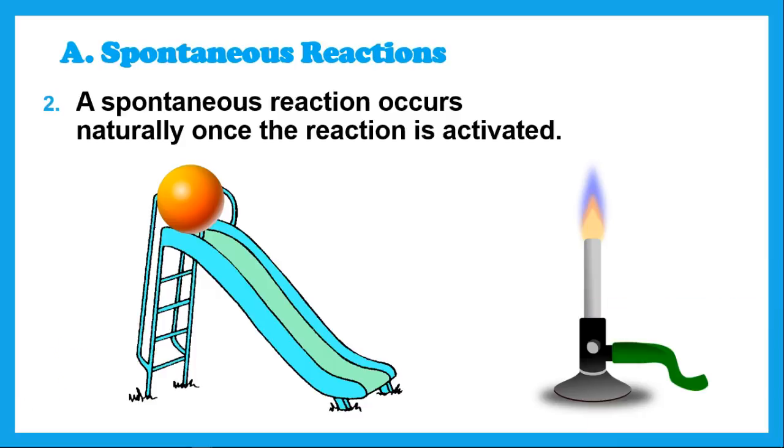We can consider a process to be spontaneous as long as after you activate it, after you get it started, it continually occurs on its own without any outside intervention. So if I have this ball on top of a slide, if I activate it by giving it a little push, then it naturally rolls down on its own. You don't have to continue to push it, it just naturally slides down. So that's a spontaneous process in terms of the ball rolling down after it's activated.